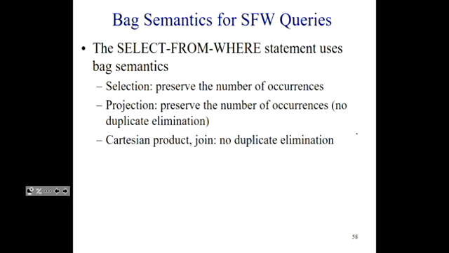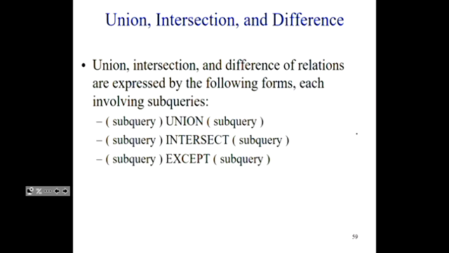Now, how does that translate to SQL? So the select from where portion uses bag semantics like we had discussed earlier. So the select from where statement, at least the selection, projection, and the Cartesian product, preserve the number of occurrences. This is done for efficiency purposes like we discussed in the bag algebra case. Okay, and then let's talk about union. We have not even discussed what union, intersection, and difference actually look like in SQL. The way to do this is to simply use a keyword union, intersect, or except.